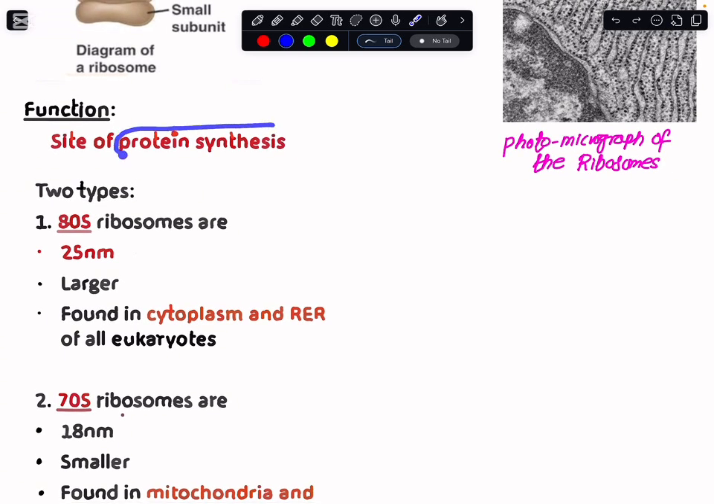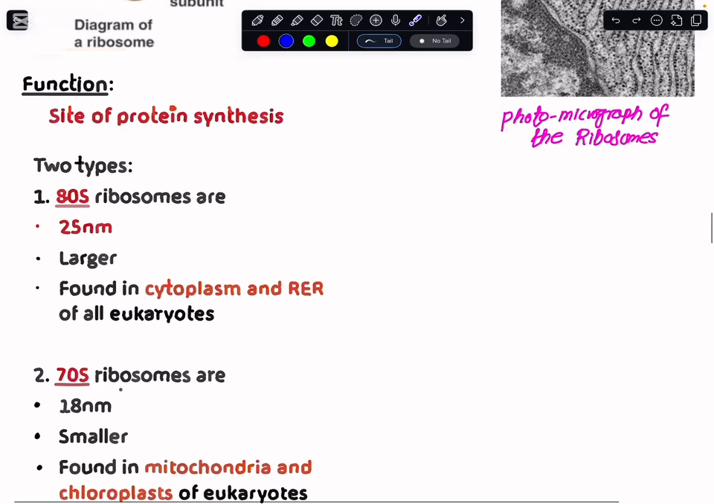Now, overall, if we look at the function that these ribosomes perform, they make the proteins. They assemble the amino acids. And how are the amino acids assembled? Genetic information is copied onto the messenger RNA, and when that messenger RNA comes to the ribosomes, on the ribosomes the amino acids are assembled together, linked together by the peptide bond, and by that we make the protein out of it.